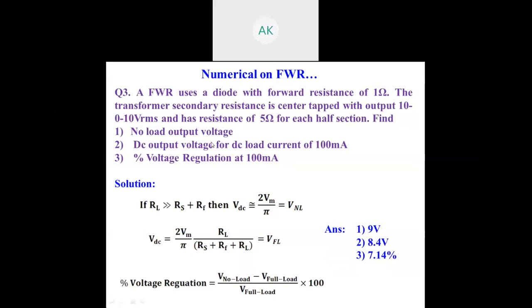Now can you find the voltage regulation? Yes, you can find this one. So these are the answers, guys. You have to try yourself.